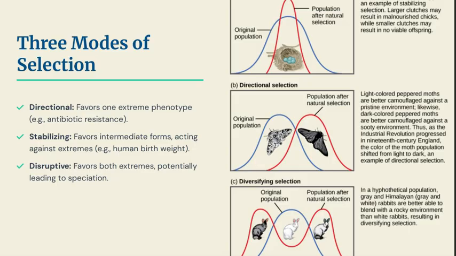Okay. So we need to know 3 different types of selection: directional, right here, stabilizing, right here, and disruptive, right here. So directional favors one extreme phenotype, like antibiotic resistance. Stabilizing favors intermediate forms, acting against extremes like human birth weight. And disruptive favors both extremes, but potentially leading to speciation. And you can see examples on the graph right here.